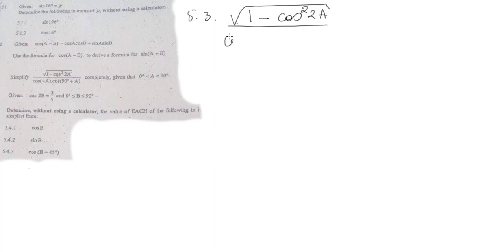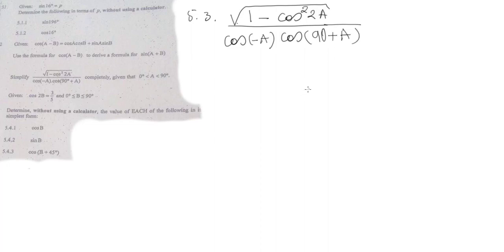Let me remove all this. So now we have, they say simplify 5.3. We need to simplify 1 minus cos squared 2A, all over cos of (A minus A) and the cos (90 plus A).